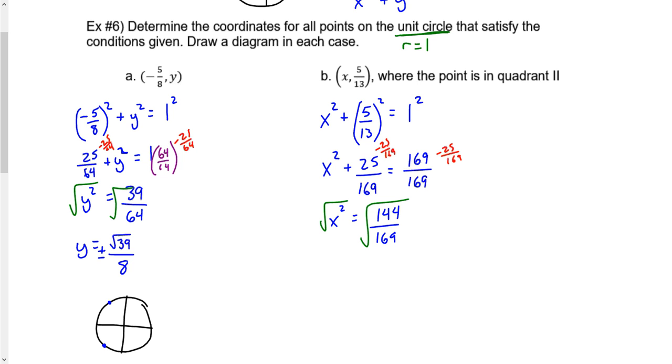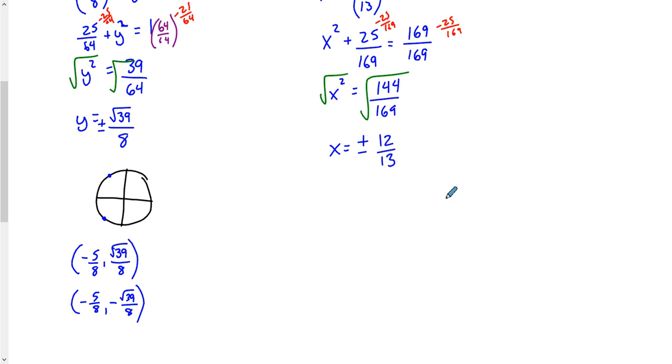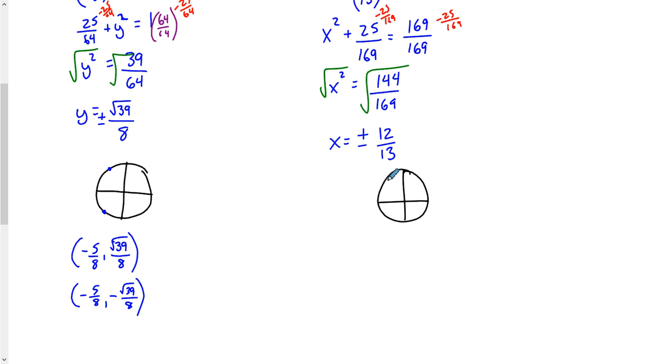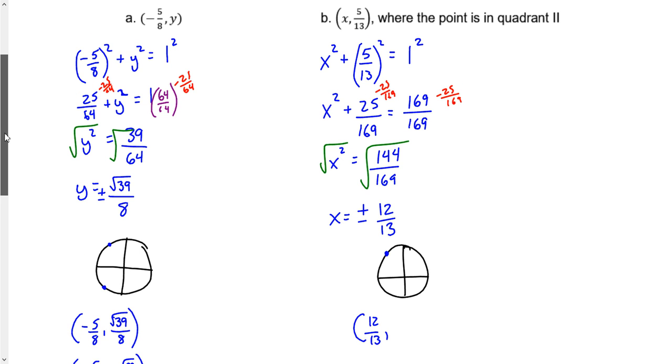Take our root. And x would be positive or negative 12/13. But since we're only dealing with quadrant 2 on our unit circle, we only care about whatever this one is, which means that we only care about the negative answer. It should be negative 12/13, 5/13.